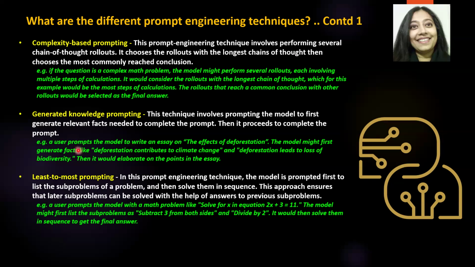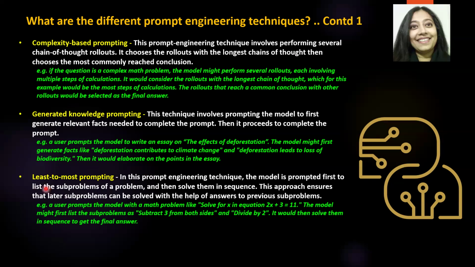So let's say if the user prompts the model, say, hey, write an essay on effects of deforestation. Then the model might first generate facts like deforestation contributes to climate change, it leads to loss of biodiversity, and then it will elaborate on each one of the points in the essay.